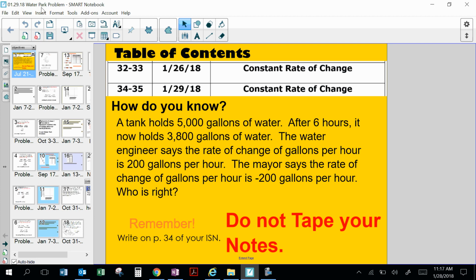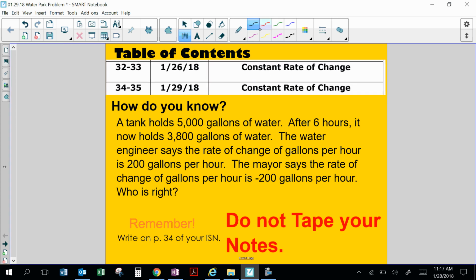Hello, students. I am out for today, so please open up your composition notebook to page 1. Today we are working on pages 34 and 35. Today is 1-29, and we are still continuing our lesson over constant rate of change. So instead of writing that, you could just draw an arrow going down from what we learned last week.